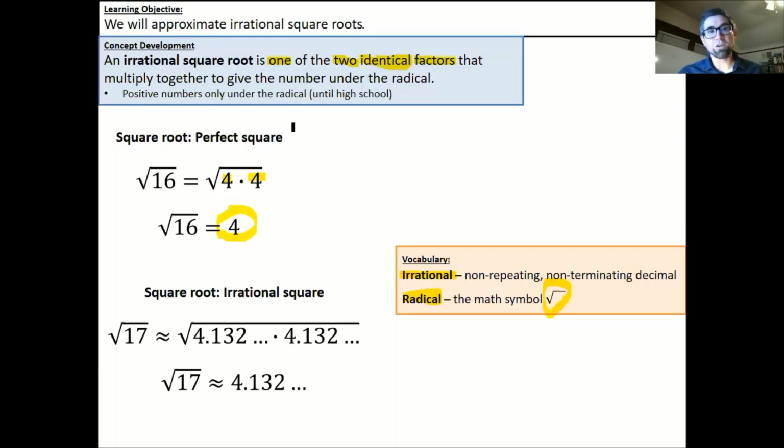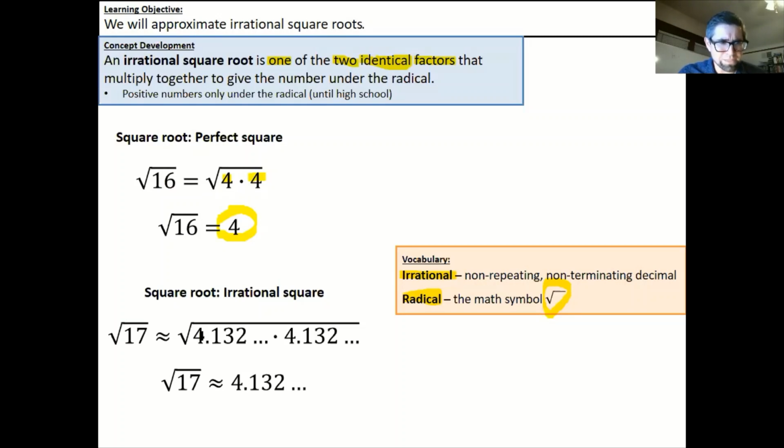Well now let's go through the whole definition with irrational and look at this example down at the bottom. An irrational square root is one of the 2 identical factors that multiply together. 4 times 4 is 16, to give the number under the radical. Again, 4 times 4 is 16, great.